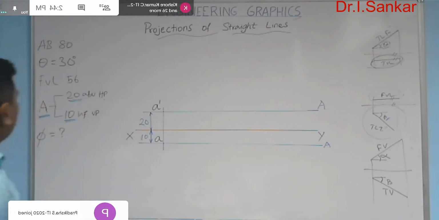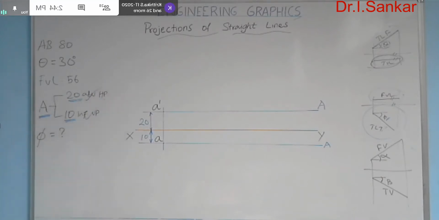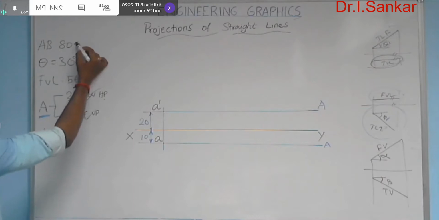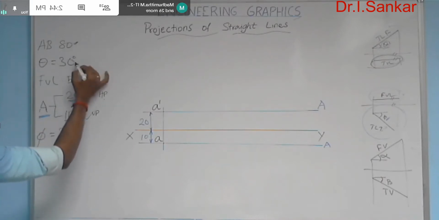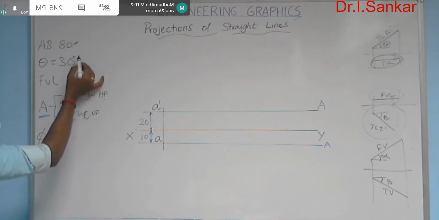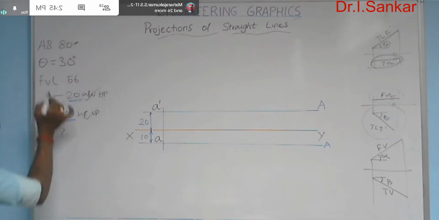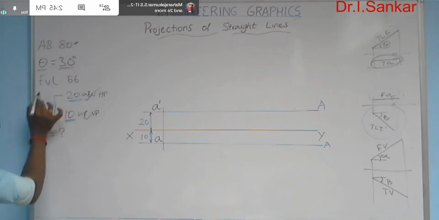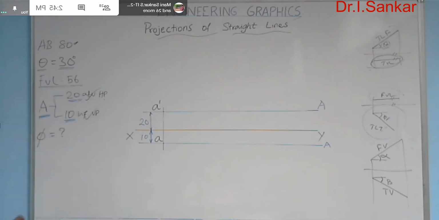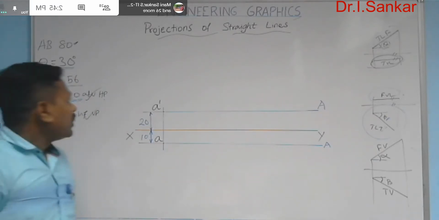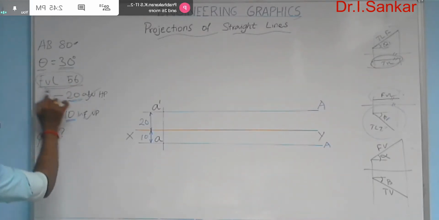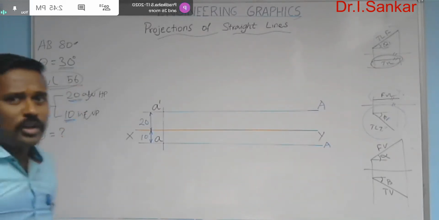What are the other data given? I just used the locus data. The original length of the line, 80 mm, is given, and the angle of inclination of that 80 mm true length line with respect to HP is given as 30 degrees, and the front view length is given as 56 mm. And see here, 56 mm is the length of the front view length line.